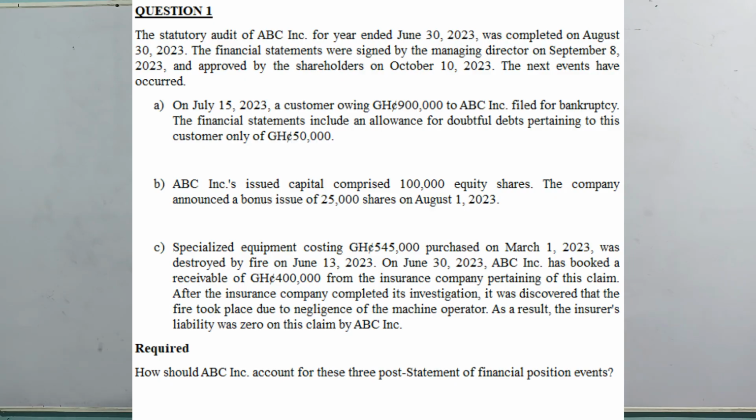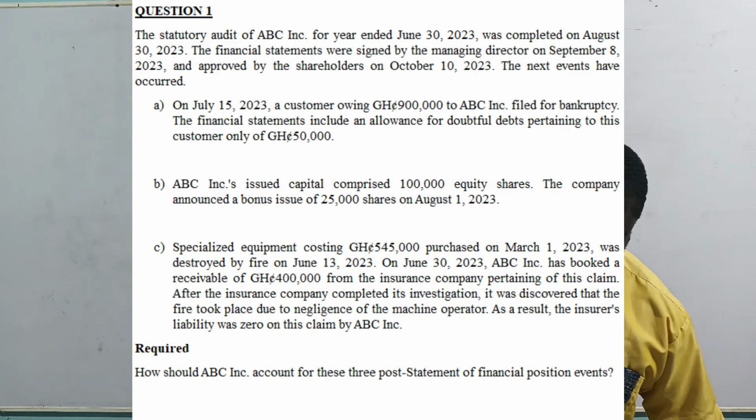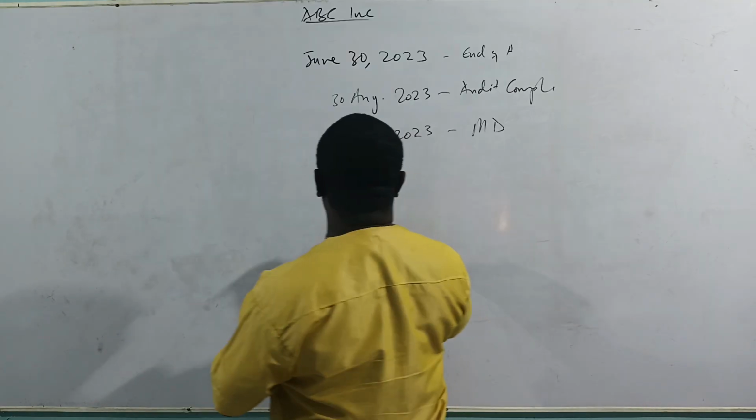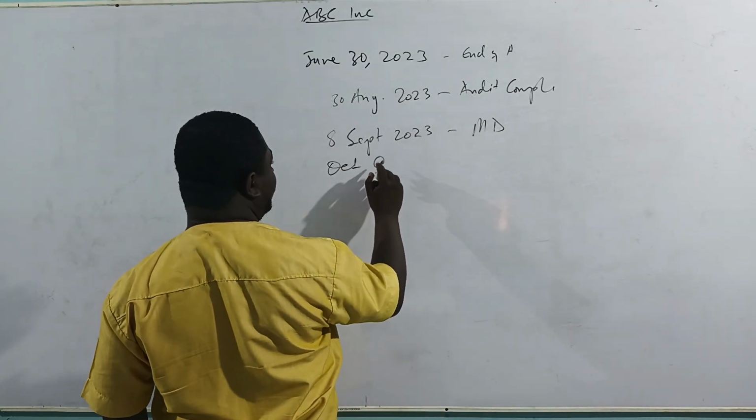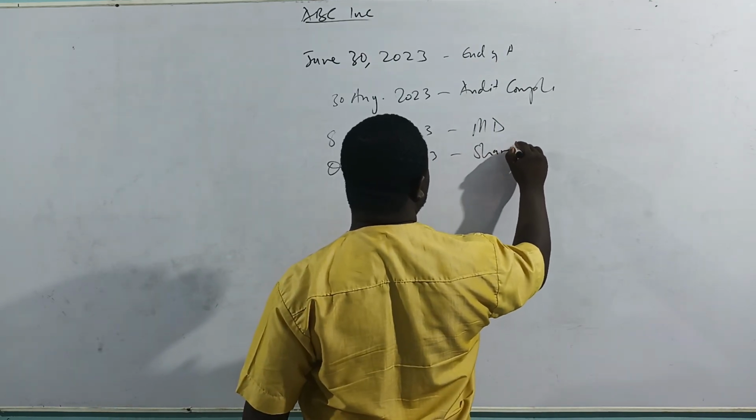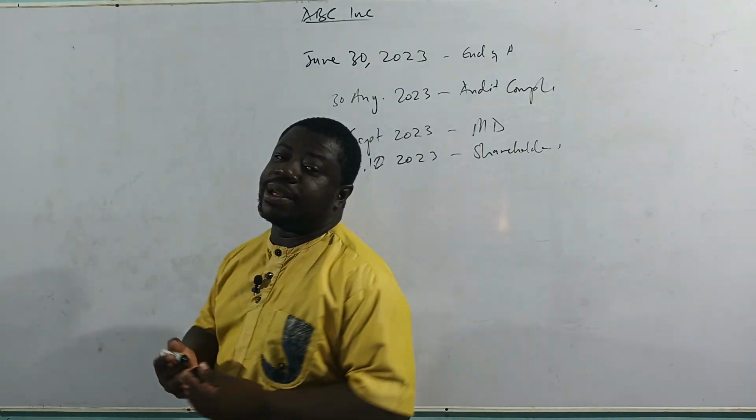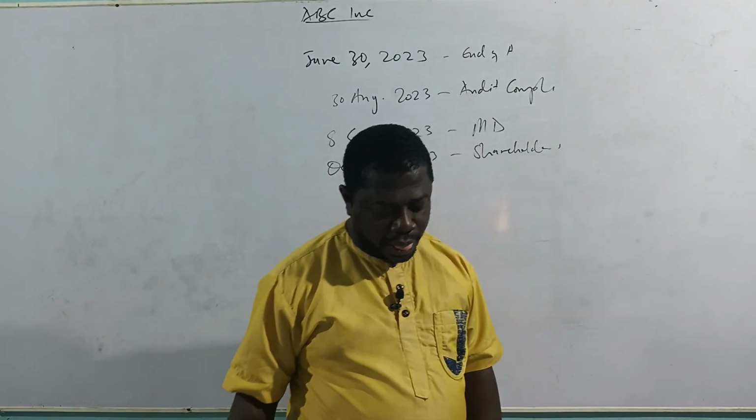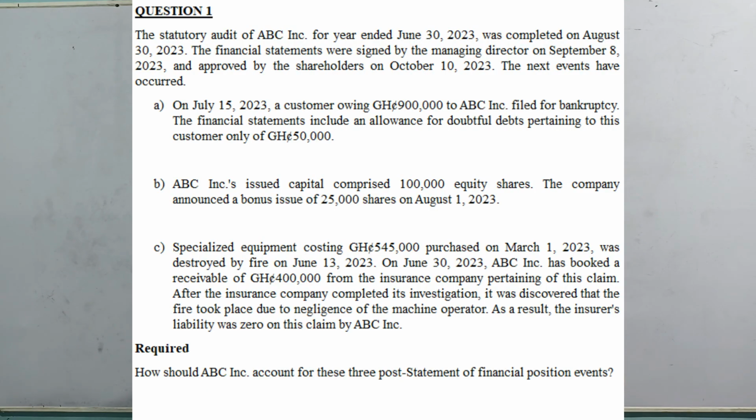And approved by the shareholders. So we are told that the financial statements were signed by the managing director on September 8th and approved by the shareholders on October 10th, 2023. So on 10th October, it was approved by shareholders. October 10th, 2023, shareholders approved it. So in other words, the financial statement has already gone through all the due processes ready for publication. All right. Then these events occurred. So let's look at the events that have occurred and then let's advise.